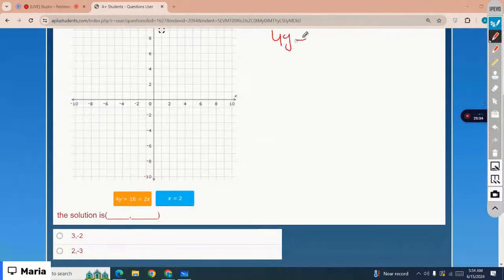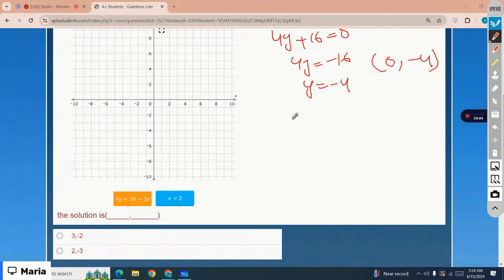4y plus 16 equals 0. 4y equals negative 16. y equals negative 4. So x is 0, y is negative 4. Okay, when y is 0, 0 plus 16 equals 2x. x equals 2 times 8 is 16. So 8 and 0. x is 0, y is negative 4. Still the points are the same.